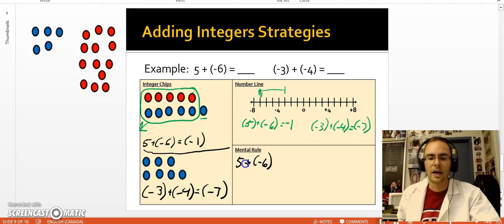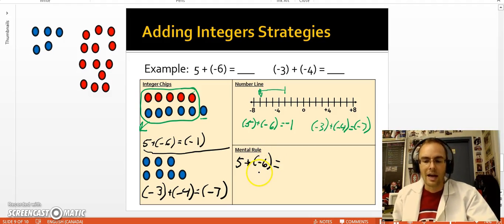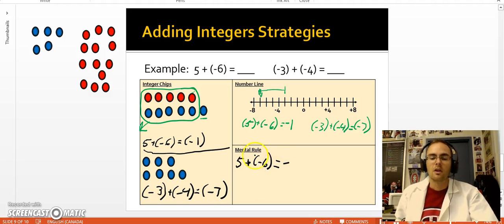So using the rules for adding integers, basically you take a look at the two integers you're adding, and whichever integer has the most, that will be your sign in your answer. 6 is greater than 5. 6 therefore has a negative sign, so my answer is going to be negative. Then I need to subtract the two. Now, a lot of you are wondering, what do you mean subtract the two? Why would I subtract the two?